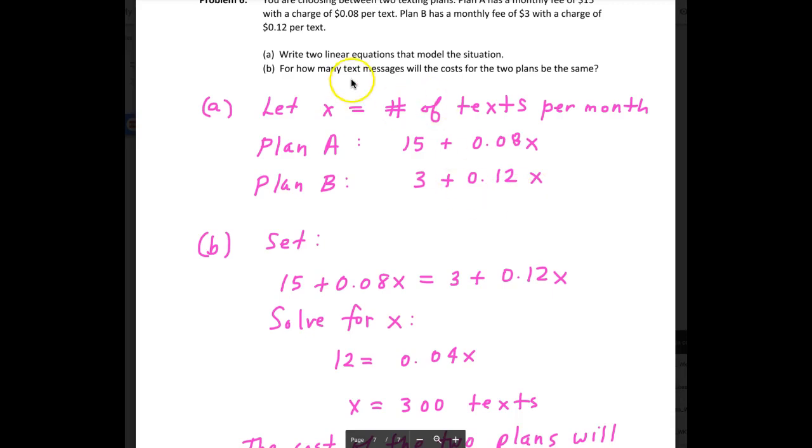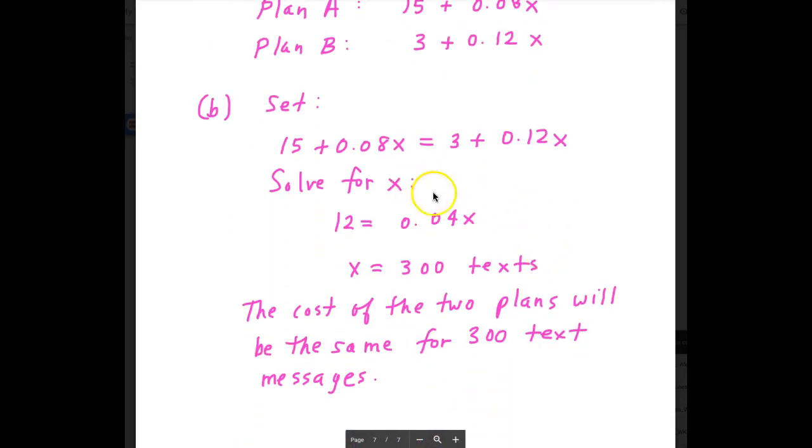If we need to figure out for which number of text messages the cost of the 2 plans will be the same, we need to set them equal to each other and then solve for X. Once you work through this, you get X equals 300 texts. So the cost of the 2 plans will be the same for 300 text messages. All right, this sets us up for what we're going to be doing in section 1.3, and this ends this guided worksheet.